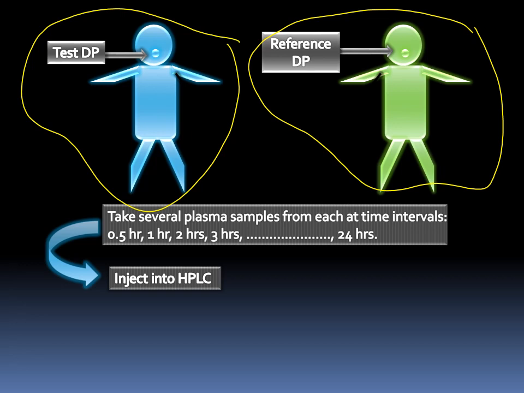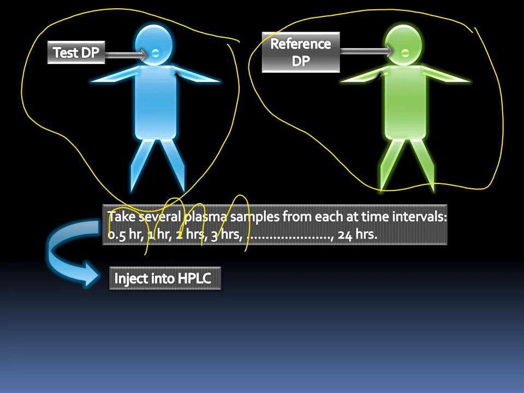After administration, we have to take plasma samples or urine samples at different time intervals. For example, after 0.5 hour from administration. If the volunteer takes the medicine at 10 a.m., then at 10:30 we have to take a sample from every volunteer. After 1 hour, at 11 o'clock, we have to take another plasma or urine sample. After 2 hours at 12 o'clock, after 3 hours at 1 o'clock. So at each time interval we have to take either a plasma or urine sample.